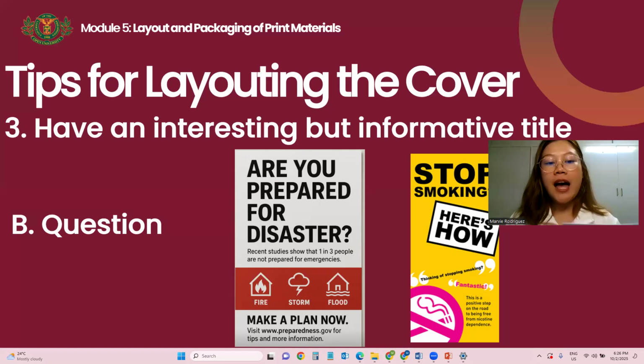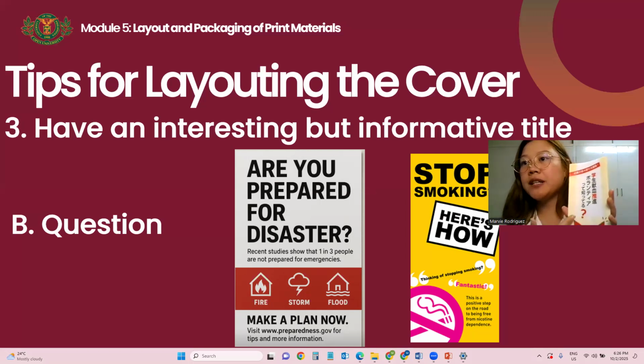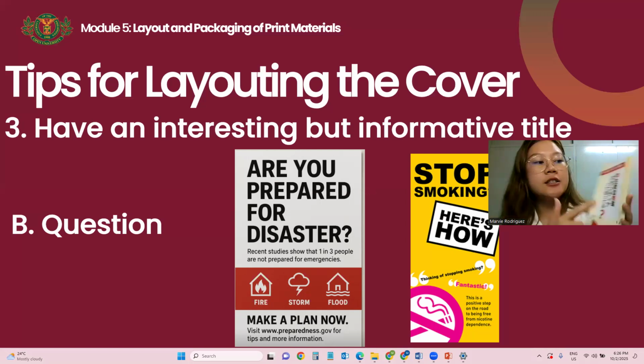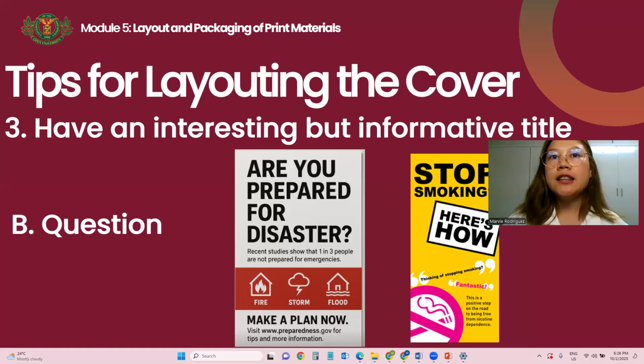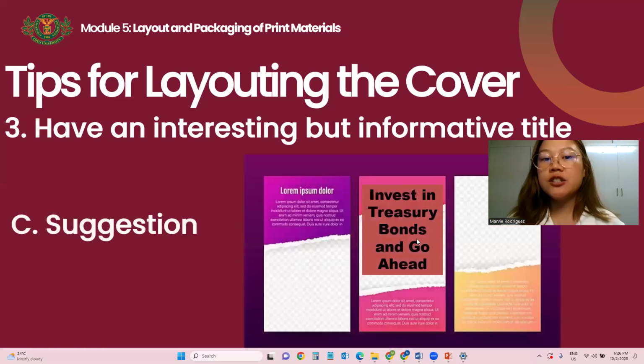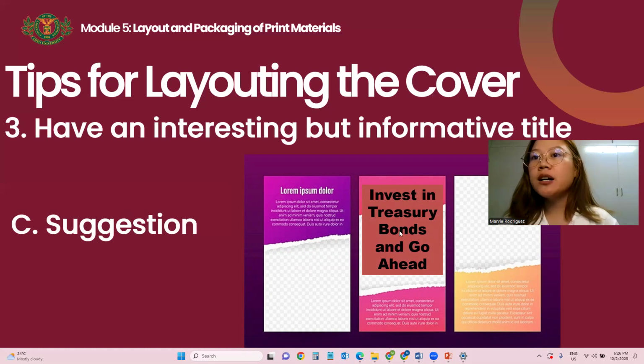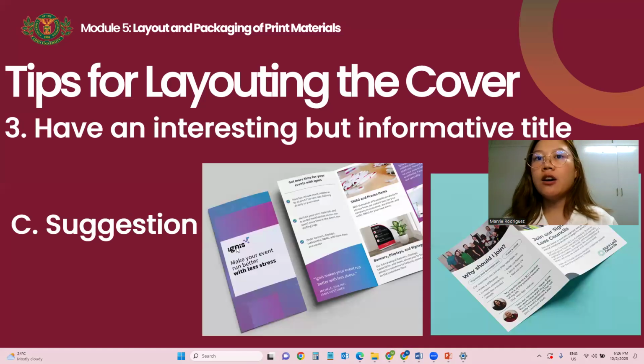I also have here a community-based leaflet in Japanese, but the title is in question form. It says Blood Donation. Do you know all about it? And the next form is suggestion. So suggestions tell you something or give you advice. For example, Invest in Treasury Bonds and Go Ahead. Some examples I found online are these two. This is a suggestion.